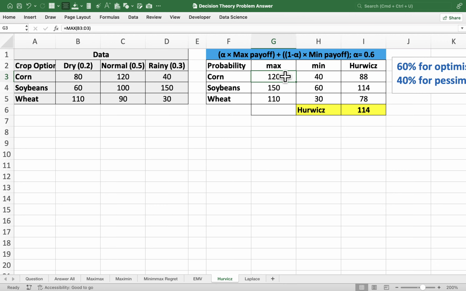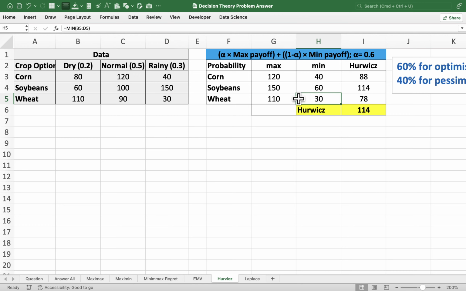First step is to calculate the maximum, which means out of these three payoffs, the highest is 120, so our maximum will be this one. I'll be using this formula, maximum of these three, and the maximum of these three is 150, so 150 is the maximum. The maximum of these three is 110, so 110. Similarly, we also find out the minimum. In this case, the minimum is 40, so we have 40. Here minimum is 60, so we have 60, and over here minimum is 30, so we use 30.